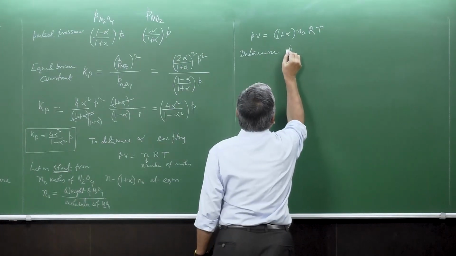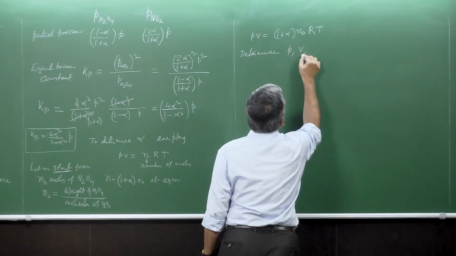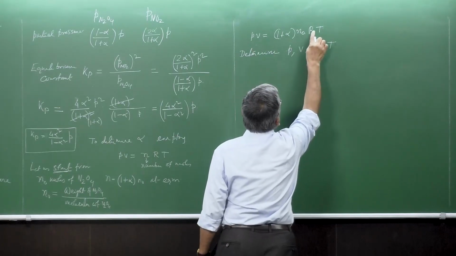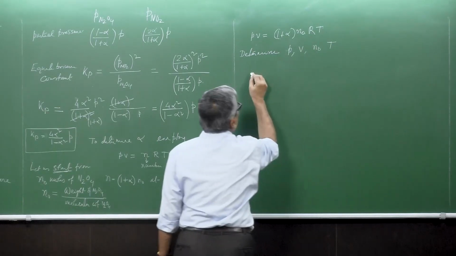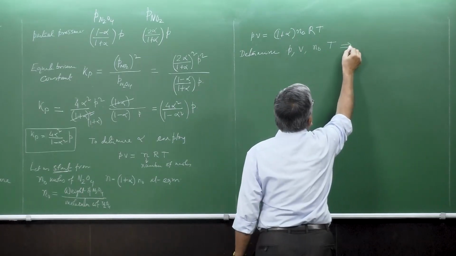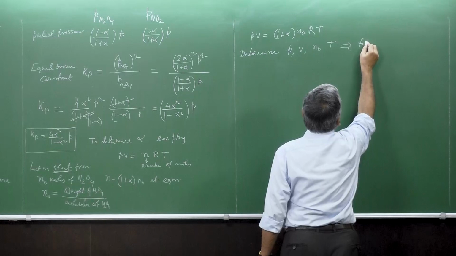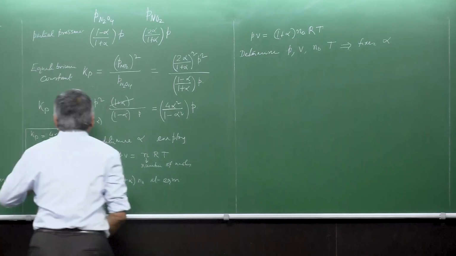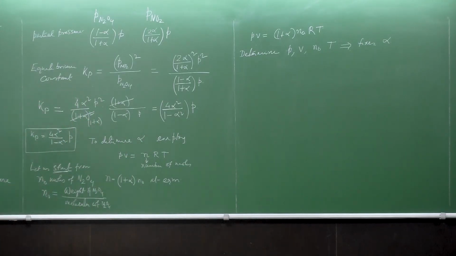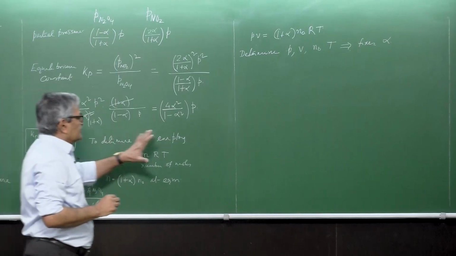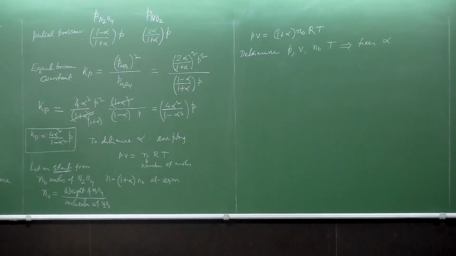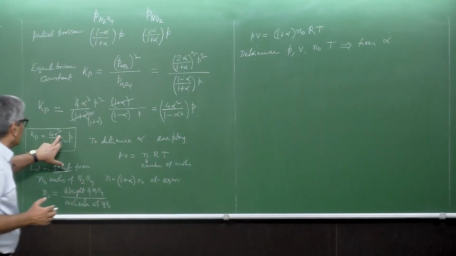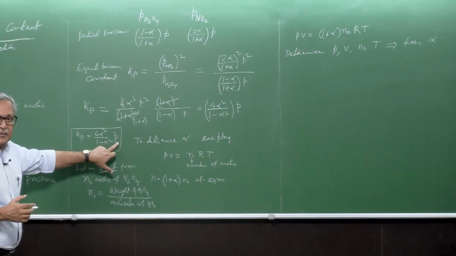Determine P, you can determine P, V, N0 and T. So this side and this side is determined, and then this fixes my alpha. So I can determine this alpha in this way. So that's the way we find out this Kp. That means Kp can be determined by alpha, and P is the total pressure that we know.